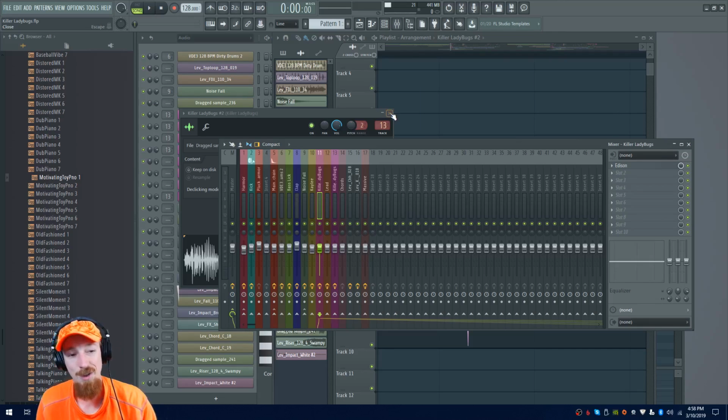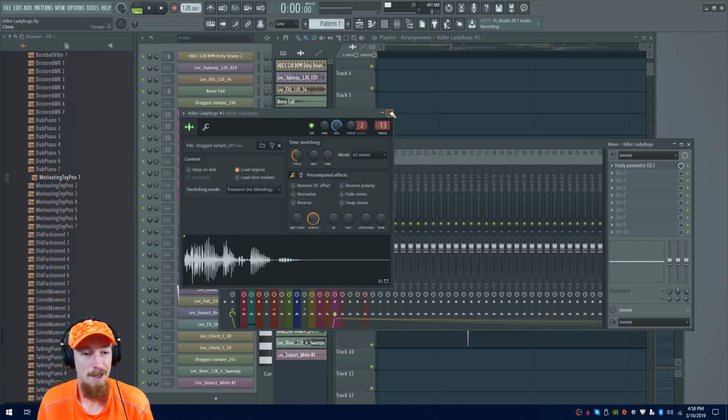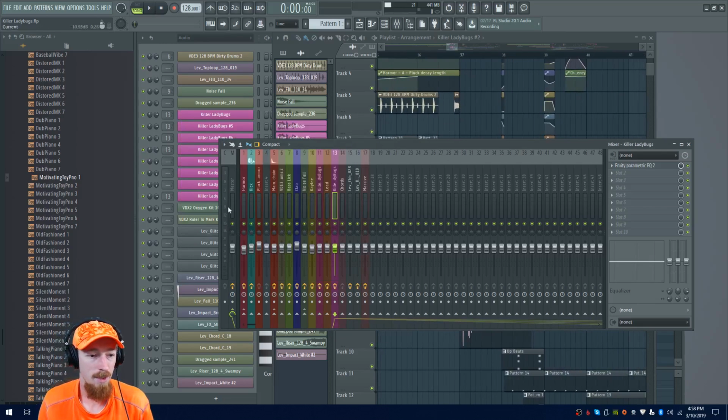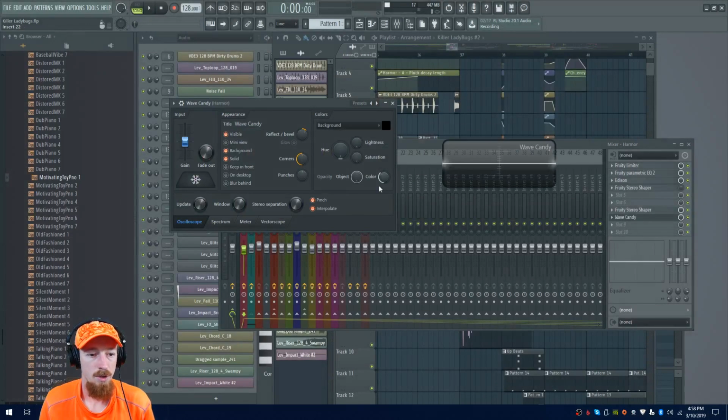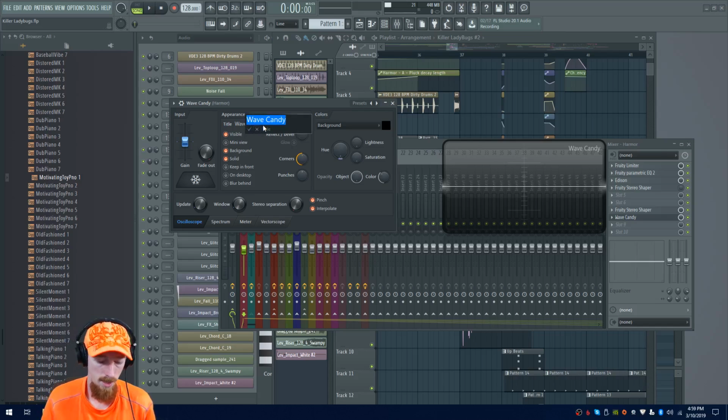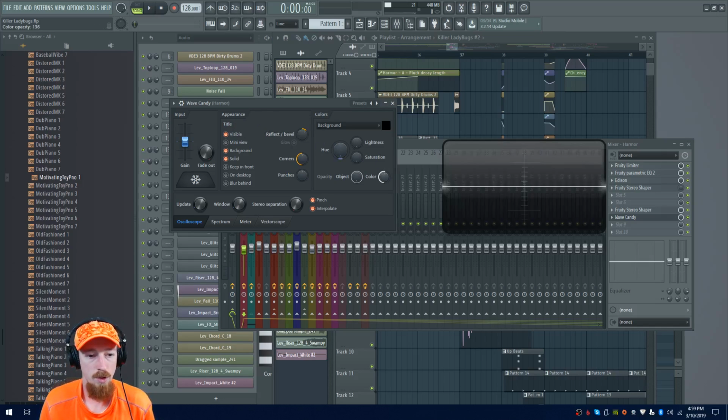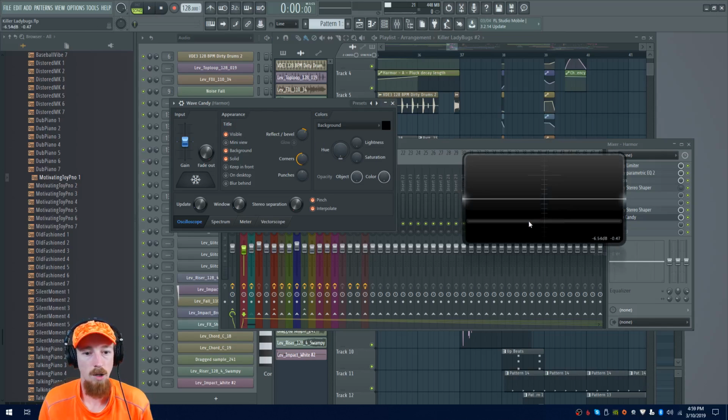So I also wanted to show you what a vector scope is. And let's really quick look at that. Let's use it on the same channel we put that stereo shaper. So I'm going to open up a vector scope. And if you have Wave Candy, you have a vector scope. So we're going to open up that. I'm going to resize this a bit, get rid of the name, and make the background not transparent. And I'm going to set it to vector scope.